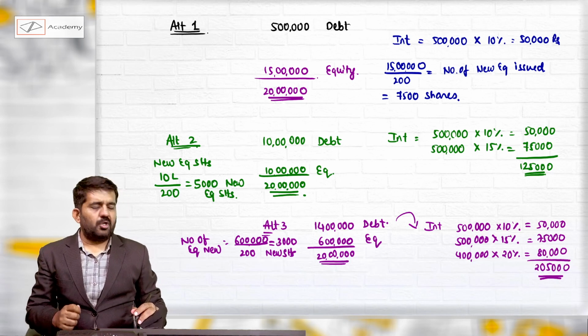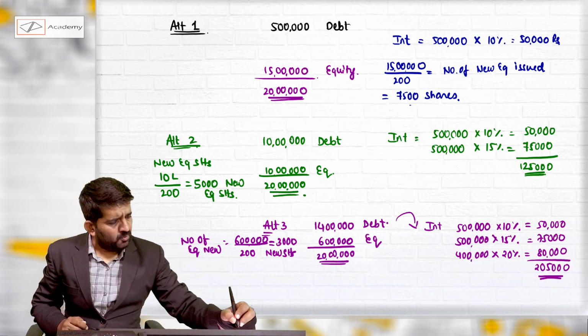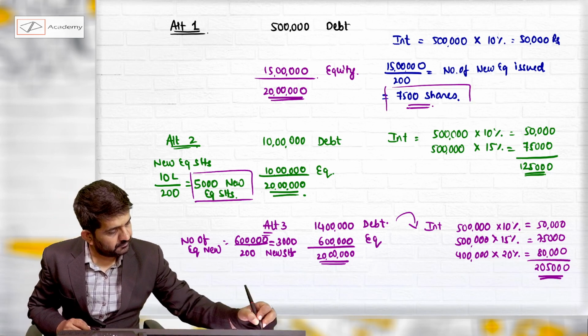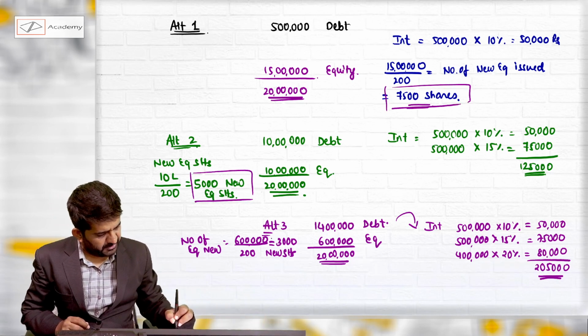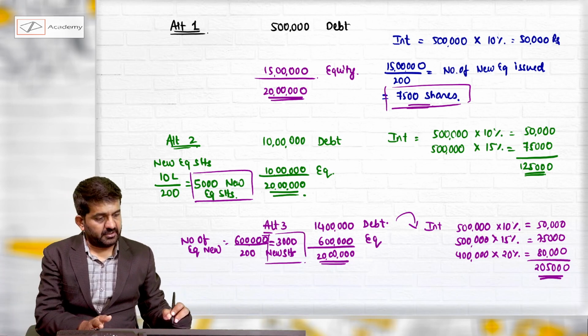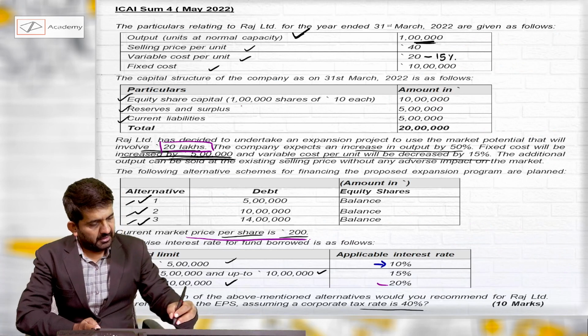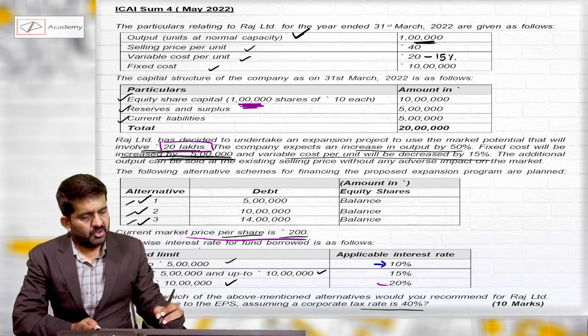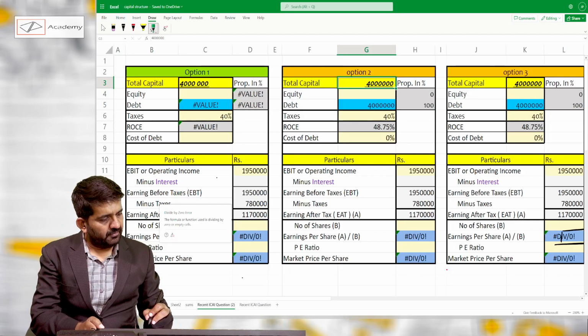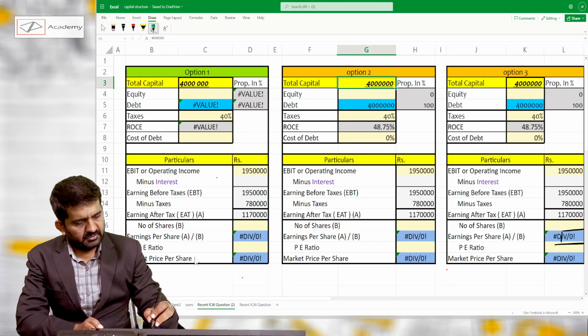Let me put in all the data. We have found out additional number of equity shares in all 3 options, but we have not found out current number of equity shares. Current number of equity shares are 1 lakh. It is already given. So we'll be easily getting total number of equity shares. Let me fit the things over here.